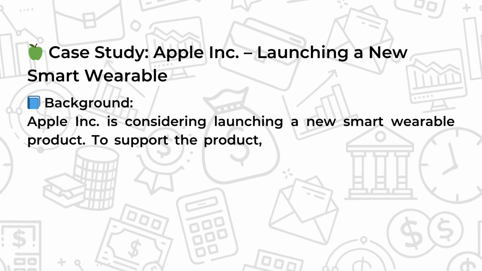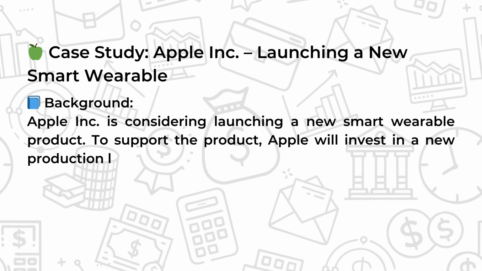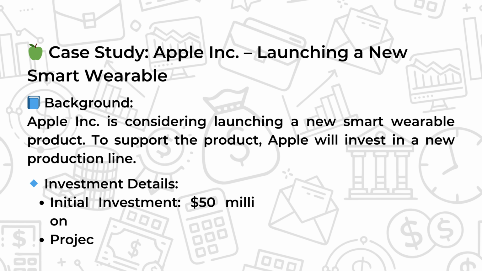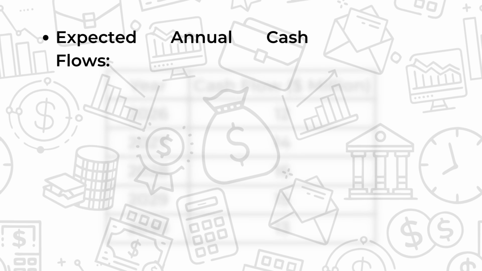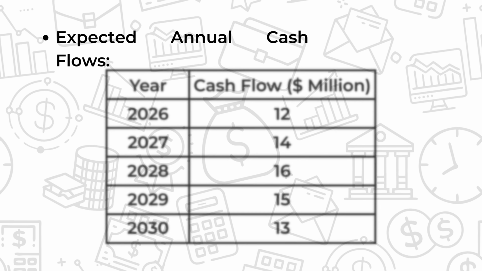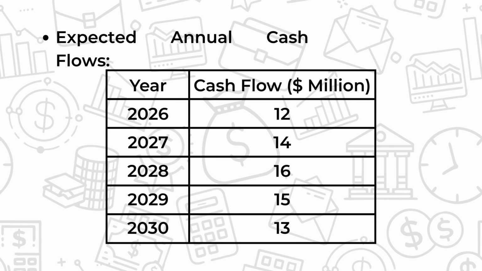To support the product, Apple will invest in a new production line. Investment details. Initial investment, $50 million. Project lifespan, 5 years. Let's have a look at the expected annual cash flows. In 2026, the cash flow is $12 million, $14 million in 2027, $16 million in 2028, $15 million in 2029, and $13 million in 2030, respectively.